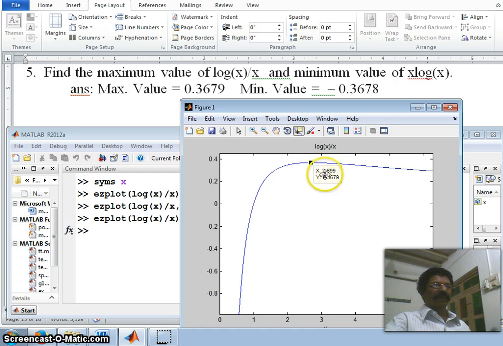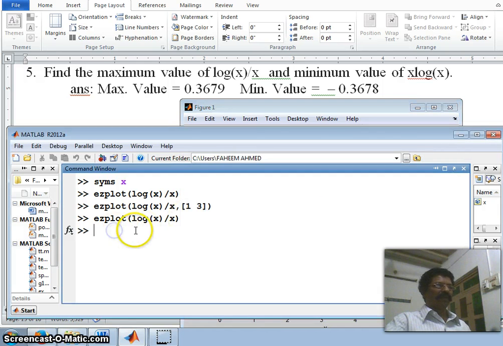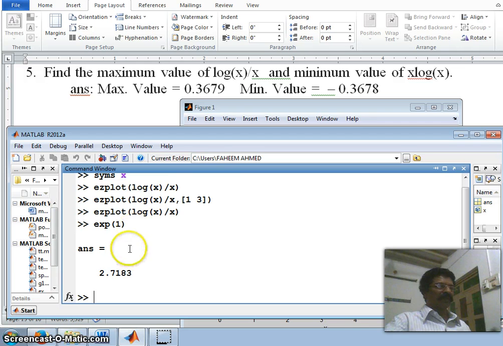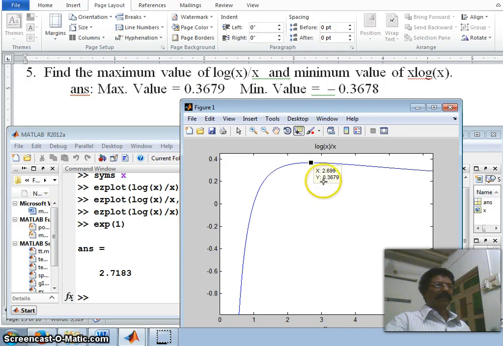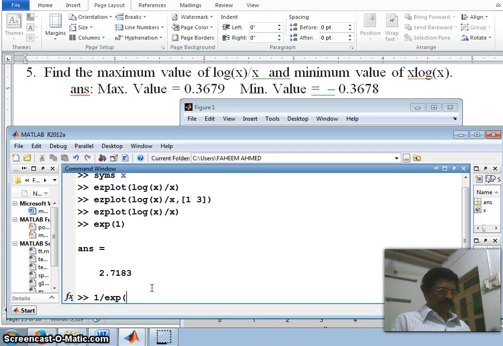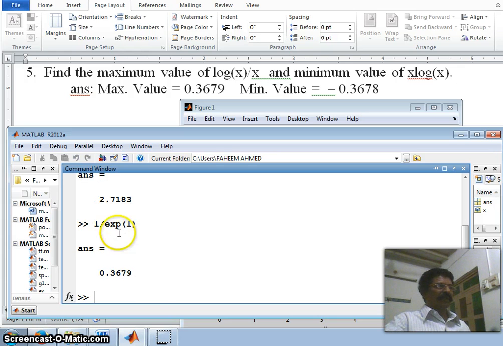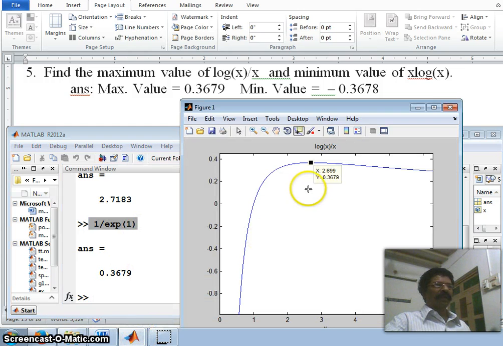Therefore the maximum value, this ordinate, is equal to 0.3679. This is the value of 1 divided by e. If you want to know, the exponential of 1 is equal to, say, exponential of 1, not this one, 0.3679. From this figure we can find that 0.3679 is the value. The maximum value is 1 divided by exponential of 1, I think. Yes, 1 divided by exponential of 1 gives the value. Here you get the same thing, 0.3679.